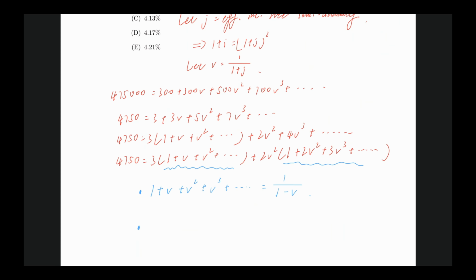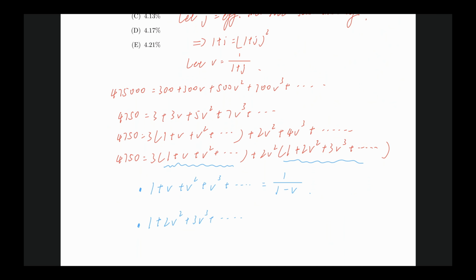Okay, and the interesting part is the second one, because that's not any of the calculus results: 1 plus 2v plus 3v squared plus blah blah blah. So basically the coefficient is increasing and the powers are increasing too. And how do I find this result? Well, I'm going to write down the result first, and maybe I'll let you guys prove it on your own. So basically, this is 1 over 1 minus v squared.